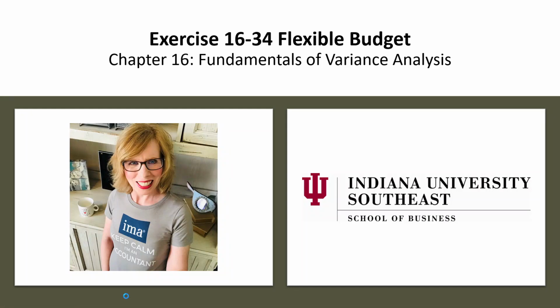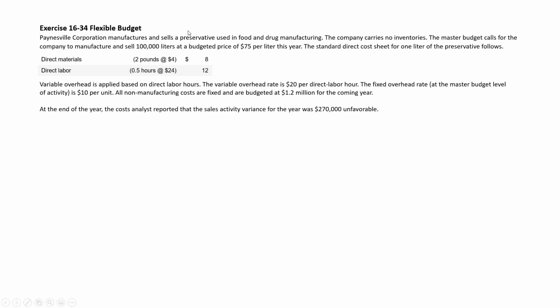In this video, I'm going to start the discussion of the flexible budget using exercise 16-34 as an example. We have a company that manufactures and sells a preservative. The master budget calls for the company to manufacture and sell 100,000 liters. That was our original plan of what we thought we were going to sell. At the end of the year, I'm going to skip a lot of this middle stuff for now.